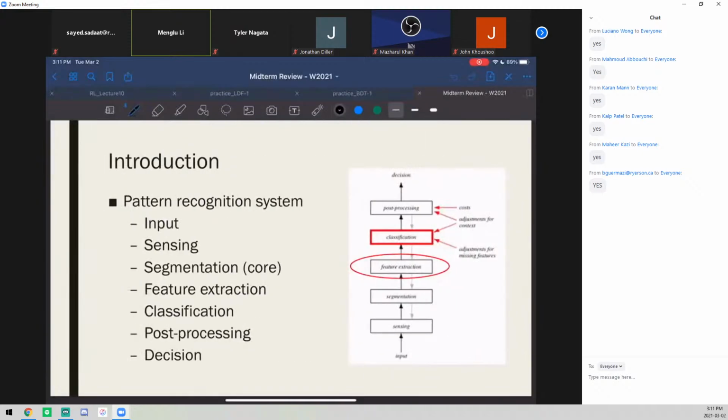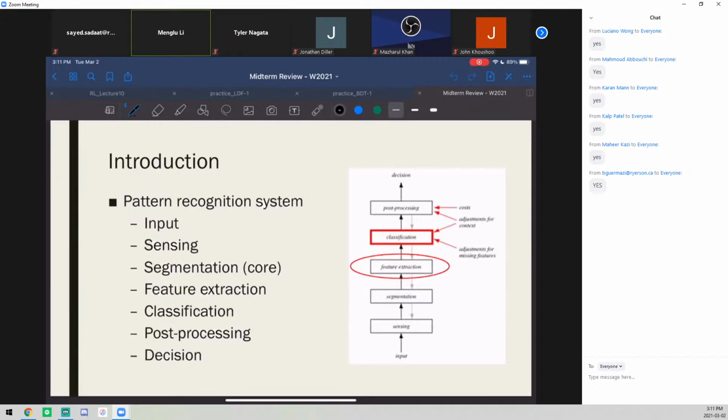The first step is input, which takes all the unorganized raw data. The second step is sensing, the process of collecting all those data into the pattern recognition system. For example, we use a camera, a temperature sensor, or some other kind of sensor to collect the raw data. That's the sensing step.